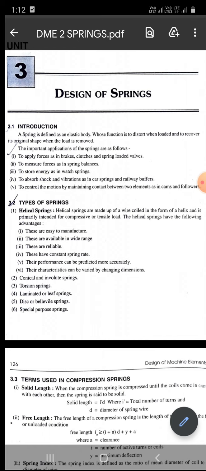Second type of springs are conical or volute springs. Third one is torsion springs. Fourth one are laminated or leaf springs. Fifth one are disc or bevel springs. Sixth one are special purpose springs.